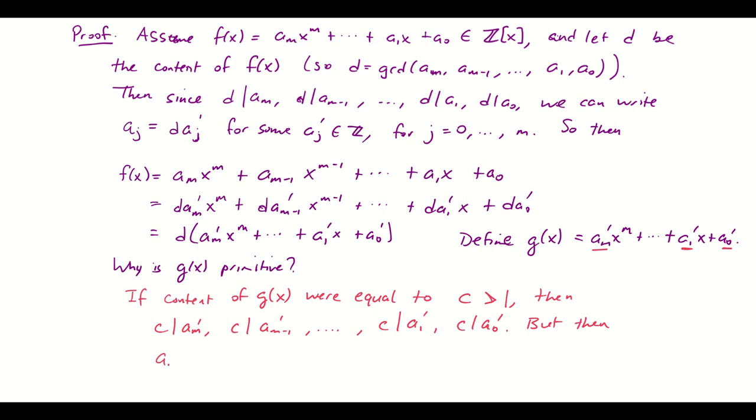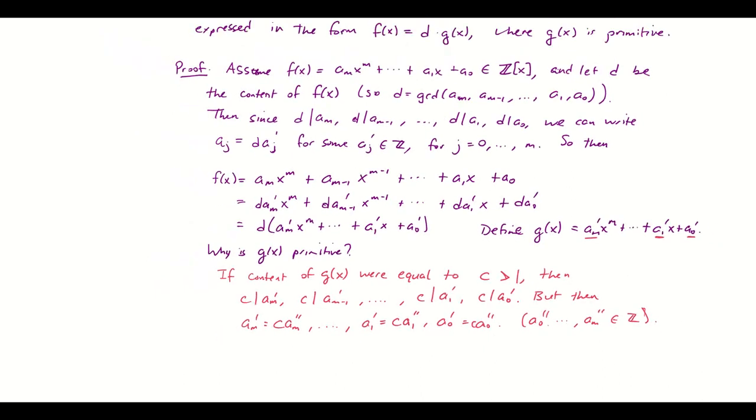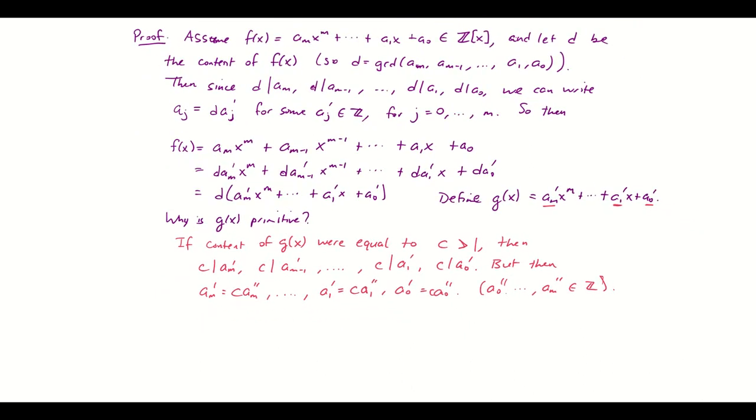So a_m prime would equal c times a_m double prime. And I promise there's not going to be more than double prime in this video. But a_1 prime will equal c times a_1 double prime. And then a_0 prime equals c times a_0 double prime, for some a_j double primes in the integers. And you can probably see where the problem is going to come from here. I'm just going to zoom out so we can keep the entire proof in frame here. There we go. But then what does this mean about the original coefficients?